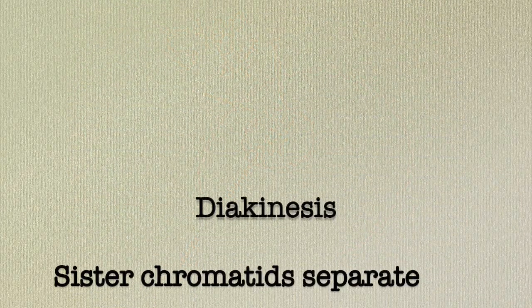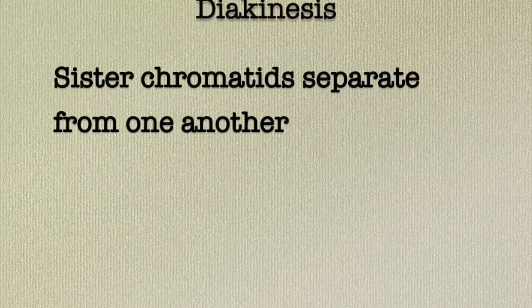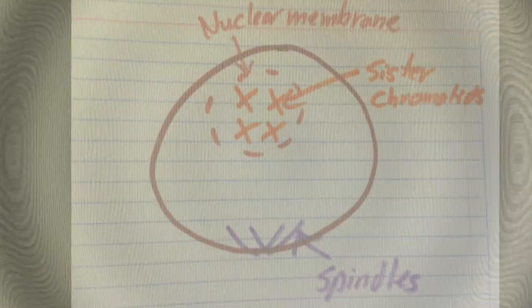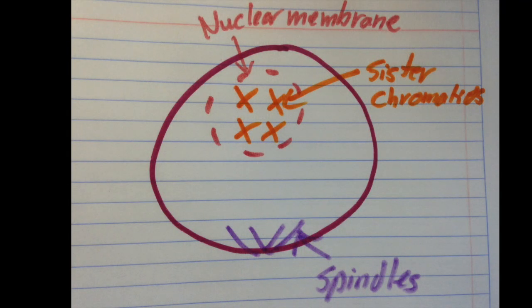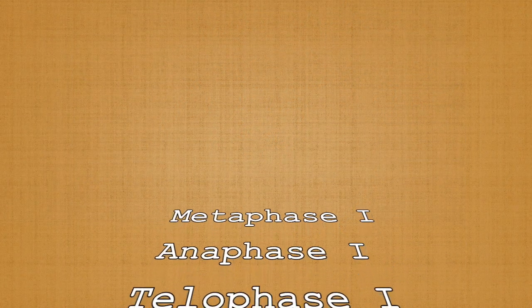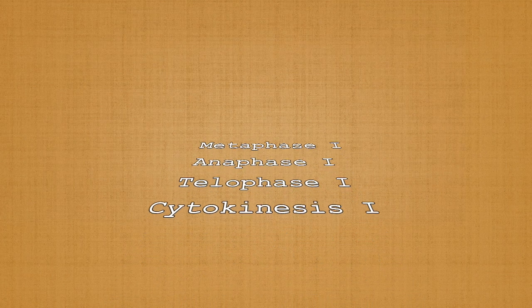Diakinesis is the last stage of prophase 1, and this is when the sister chromatids separate from one another. At the end of prophase 1, we will have also dissolved the nuclear membrane and formed spindles from microtubules. The rest of meiosis 1, metaphase 1, anaphase 1, telophase 1, and cytokinesis 1 are basically the same thing.